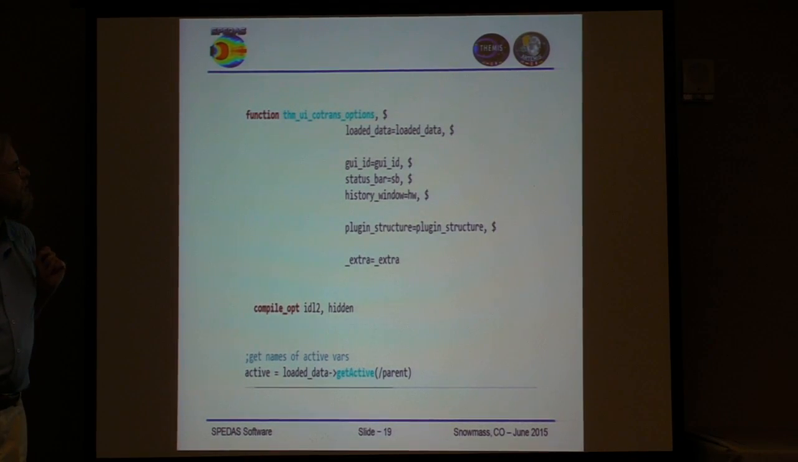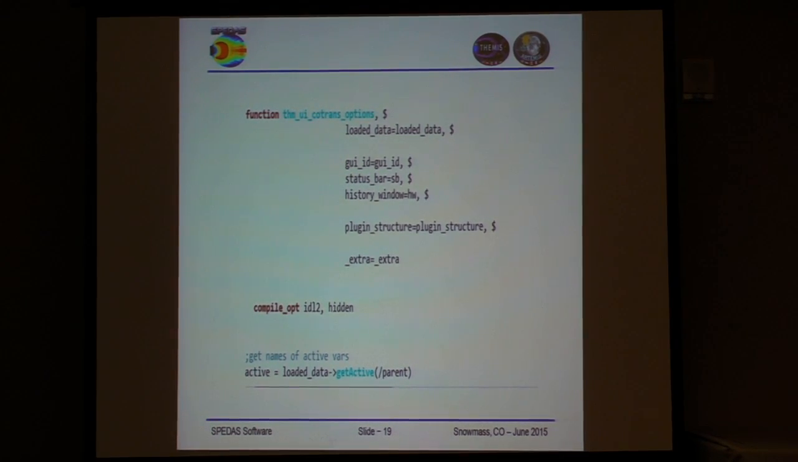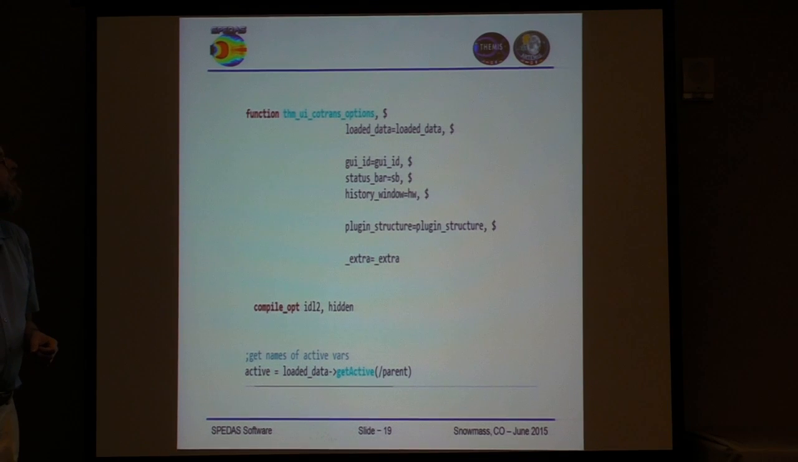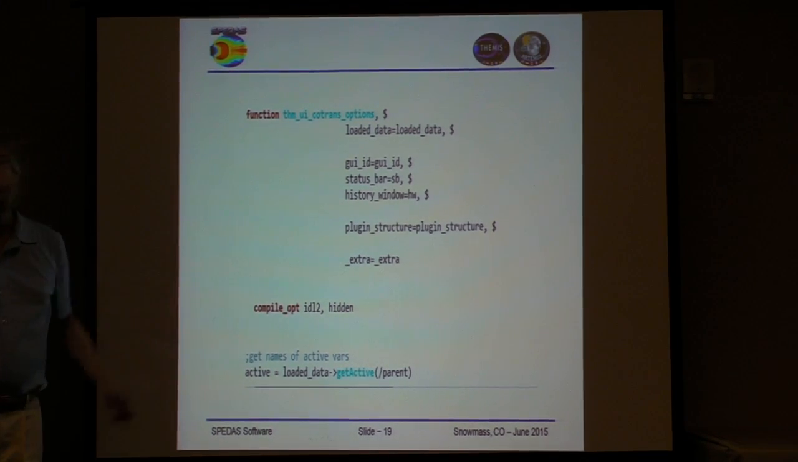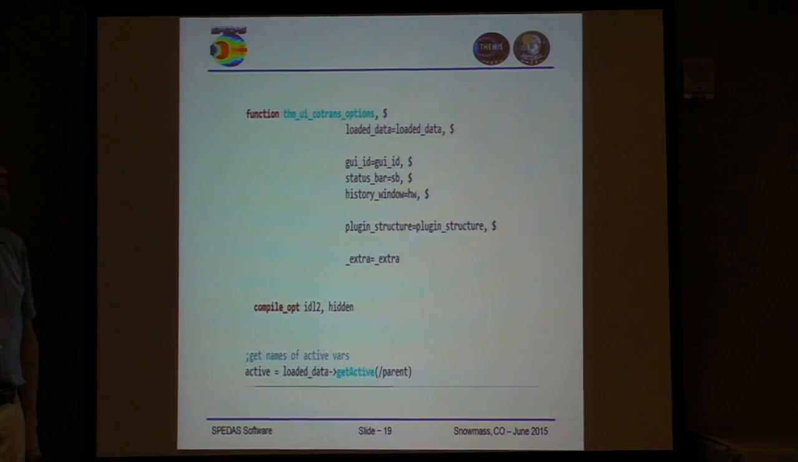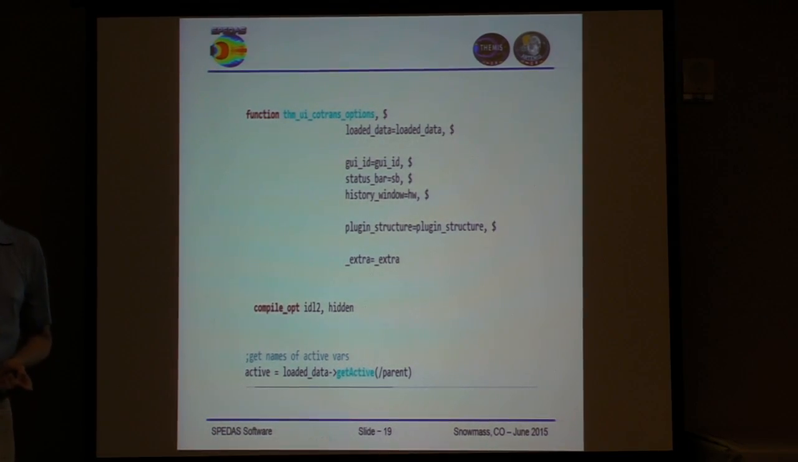GUI ID, I guess, is necessary to identify which user or interface it goes with. And then most operations will want to write progress to the status bar at the bottom of a lot of these windows, and there's a history window that I mentioned at the beginning. So as you're doing operations, it's printing out a history of everything you've done in that session, so you can go back and refresh your memory about what operations you did.